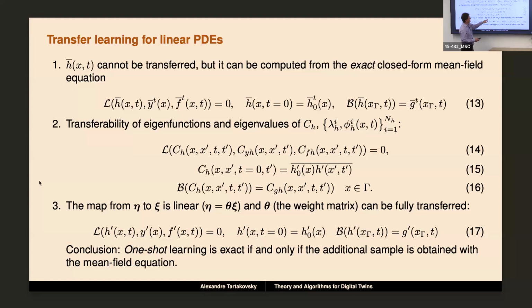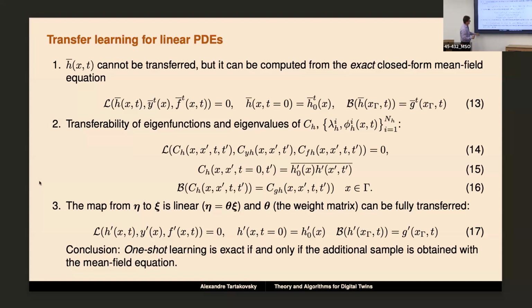So now theta here is the weight matrix. And this matrix theta can be fully transferred. Again, why? Because the equation for H prime does not depend on target conditions.